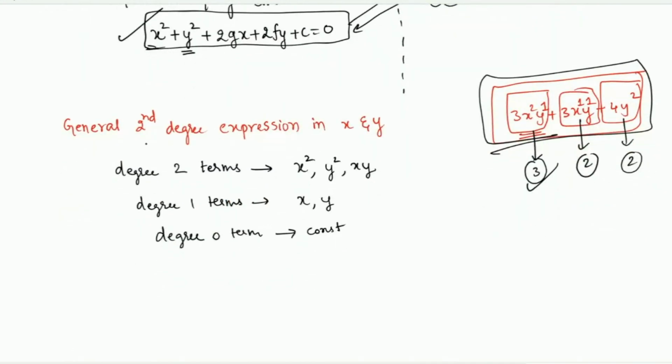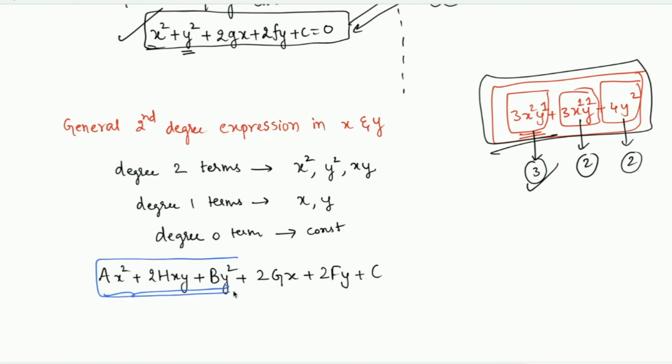Now when I ask for a general second degree expression in x and y, it can have terms like this: ax square plus 2hxy plus by square. B means some coefficient. X coefficient I am calling 2g, y coefficient I am calling 2f, and constant term I am calling c. All these three at the same time should not be 0. At minimum, one among these three terms should be present.